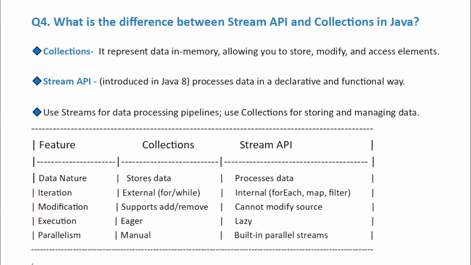Now let's talk about streams versus collections. A collection stores data in memory, like a list or set. On the other hand, streams don't store data. Instead, they provide a way to process data. Think of collections as a container for elements, while streams are a pipeline for processing those elements.